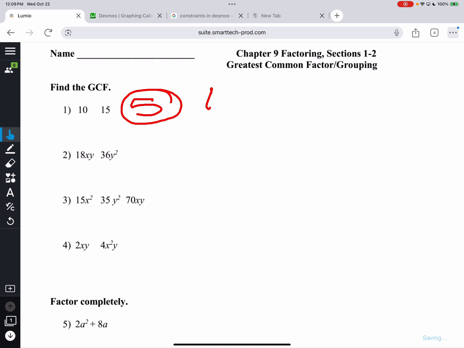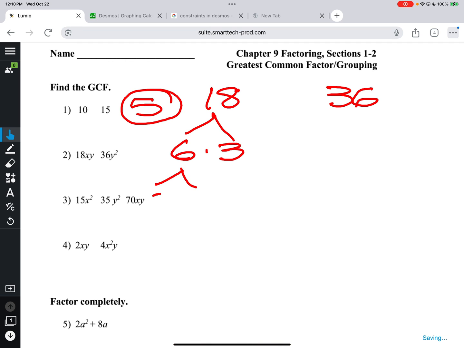So, if we have 18 and 36, what would be two factors of 18? You could do 6 and 3. You could do 9 and 2. I would not do 1 and 18 because it's not going to get you anywhere. You're still back to 18. So if we did 6 and 3, and then break down 6 to be 2 times 3, because we want it to be prime numbers.